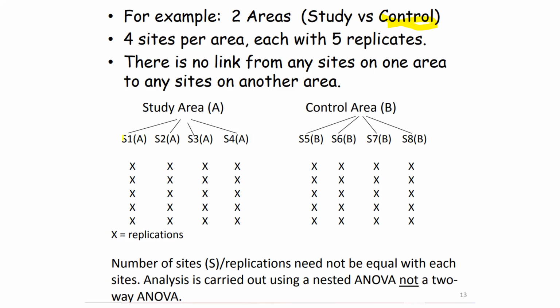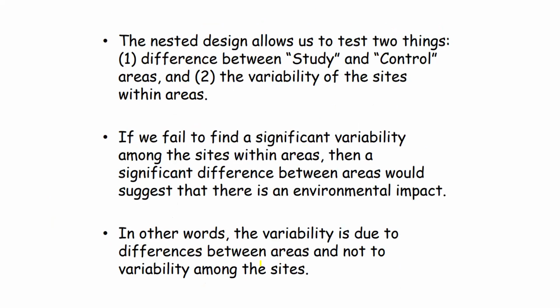Okay, then subsamples are not appearing in both sides. So S1 to S4 is here, S5 to S8 is here. So these subsamples are nested in A, and these subsamples are nested in B. X means the replications. I think now you identify the background of applying nested models. The number of sites and replications need not be equal within each area. Analysis is carried out using nested ANOVA, not a two-way ANOVA. This is not a case of two-way ANOVA or Latin square. This is for nested design.